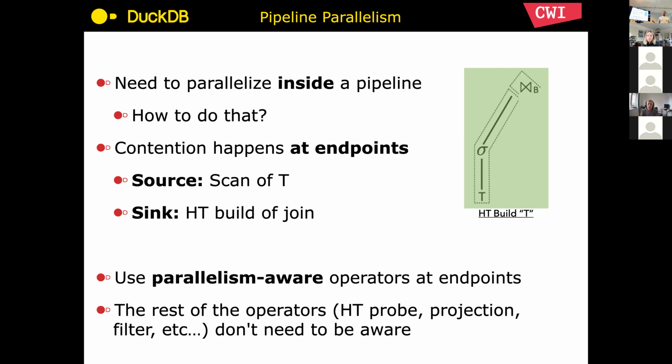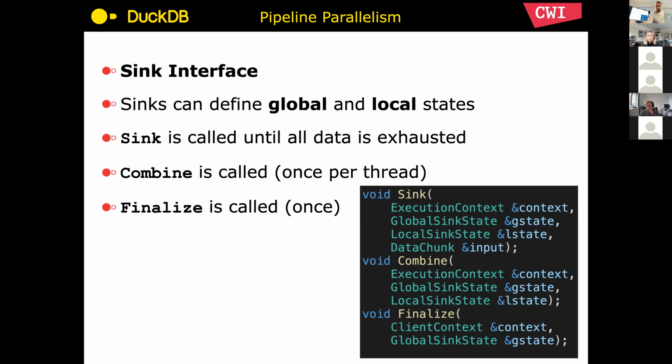However, at the endpoints, namely the source and the sink, you do have that global state. For example, if we have our hash table build, of course, we want to end up with one big hash table that represents the hash table of T. On the source, we have contention because we only want to scan every tuple inside T once. We don't want to scan T 8 times. So the way we can model parallelism inside a pipeline is to use parallelism aware operators at these endpoints, just the sink and the source. So, how do we do that?